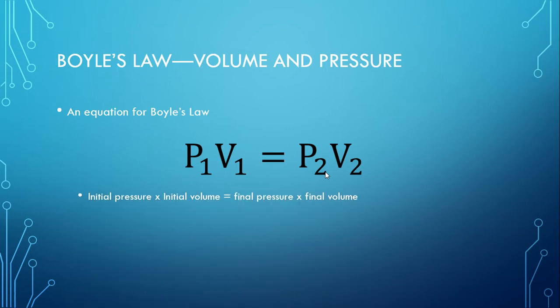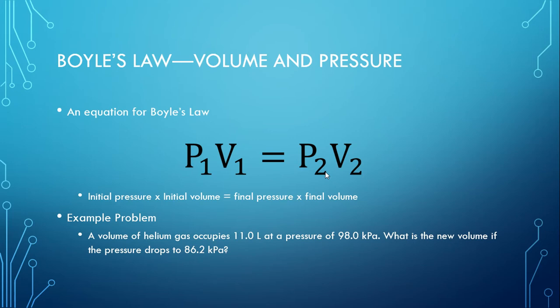So initial pressure times initial volume equals final pressure times final volume. I've included an example problem, but I'm not so much worried about the math while you guys are working at home. If we were all together, we would work on it together, but since I can't help you as much as I'm used to, I'm going to provide this example problem, and I want you to go ahead and try it.